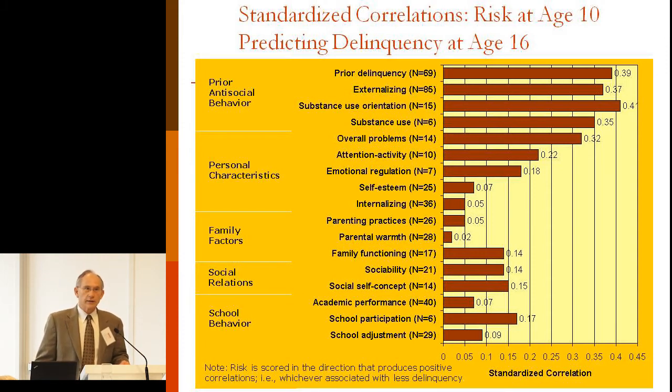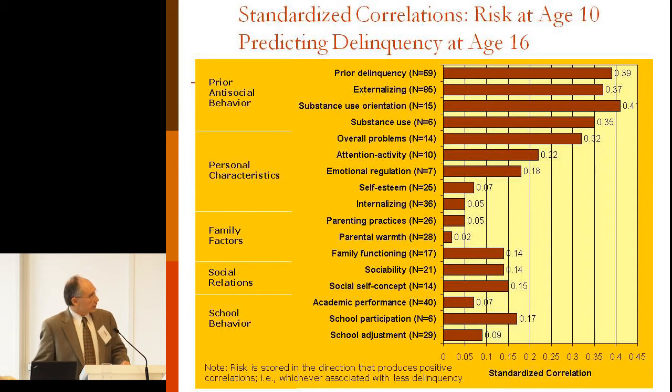Not surprisingly, the biggest category here has to do with prior antisocial behavior. This is true in many areas, that prior behavior is the best predictor of later behavior. There are a few interesting twists here, though. Early problem behavior, and particularly substance use behavior. Early substance use is a relatively strong predictor of later general delinquency and antisocial behavior. So there's an interesting target for early intervention right there.